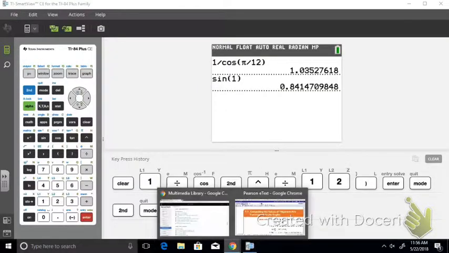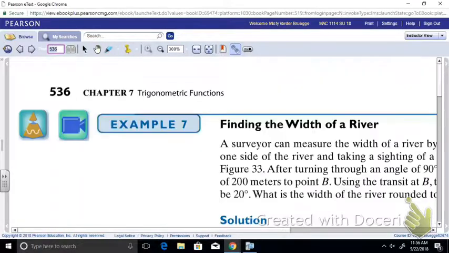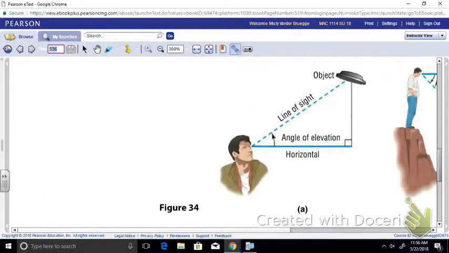Okay, let me go back to the book. I'm going to flip over to, remember, we're still in 7.3. Let me go to 536. And I want you to see this picture right here.